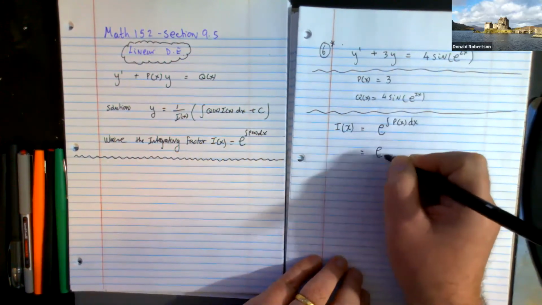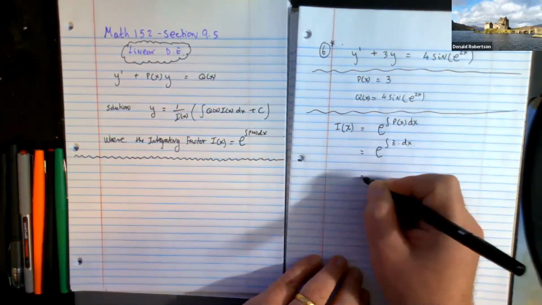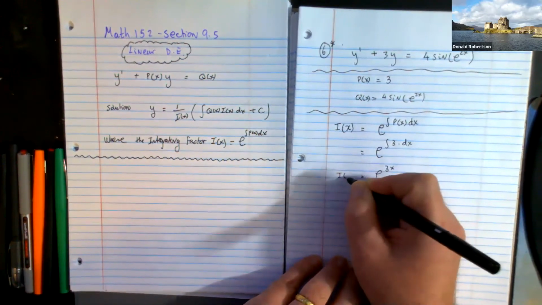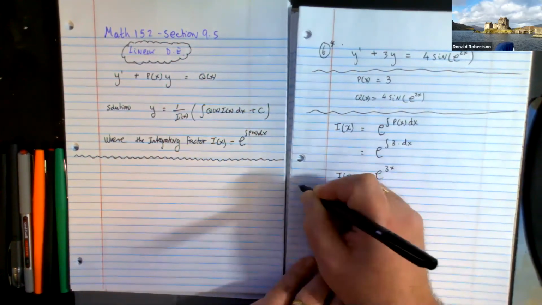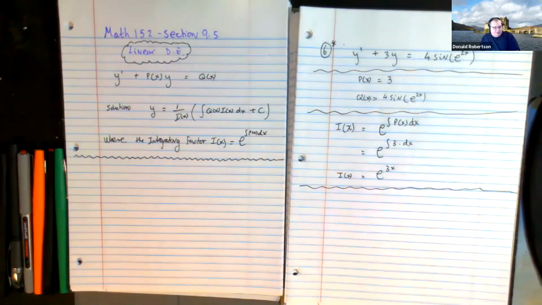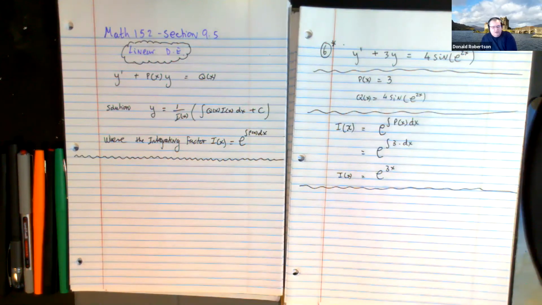E to the integral of 3. You couldn't get much nicer than that. You get e to the 3x. Right, you see that's an example of one where I didn't need to do anything special. Half the time you'll get a nice easy integrating factor. The answer you can do dead easy.